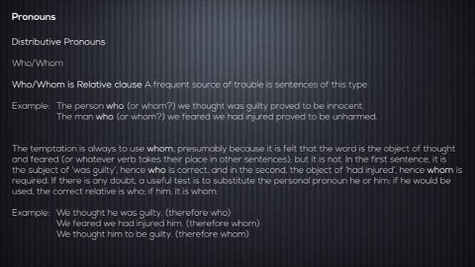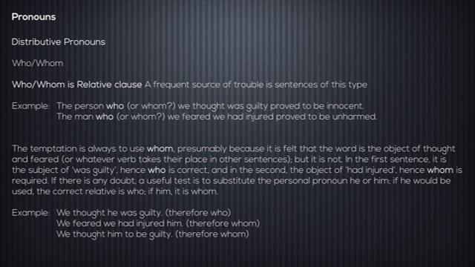The temptation is always to use whom, presumably because it is felt that the word is the object of thought and fear, or whatever verb takes their place in other sentences, but it is not. In the first sentence, it is the subject of was guilty, hence who is correct, and in the second, the object of had injured, hence whom is required.